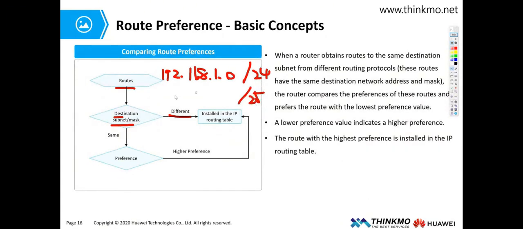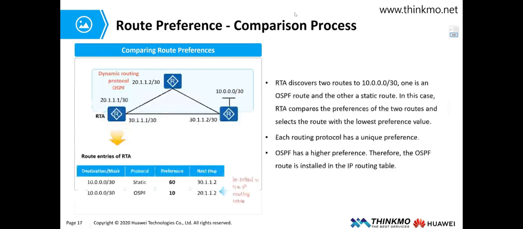If both are 192.168.1.0/24, then at this point, it means they are the same. In the case where both are the same, I will compare their priority. The smaller the priority, the better. Whichever is smaller, I will place it in my routing table. Here, let's talk about its comparison process.